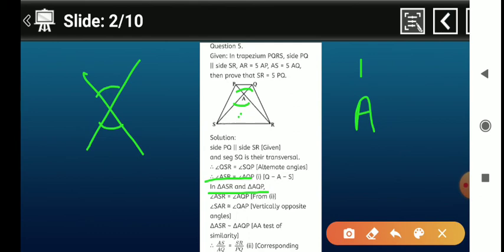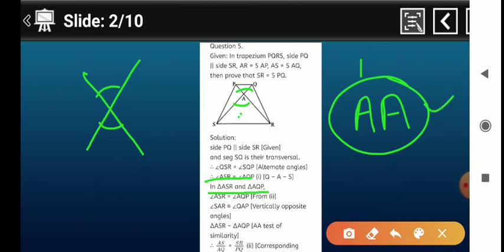So we get two pairs of angles, and therefore the test of similarity becomes the AA test of similarity between these two triangles, triangle ASR and triangle APQ. Angle ASR is congruent with angle AQP, from equation number 1, and angle SAR is congruent with angle QAP because they are vertically opposite angles. Therefore these two triangles are similar by the AA test of similarity.